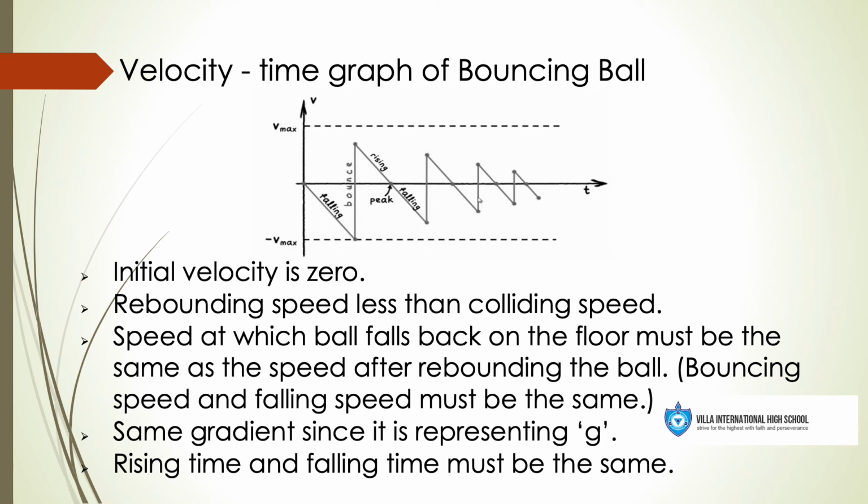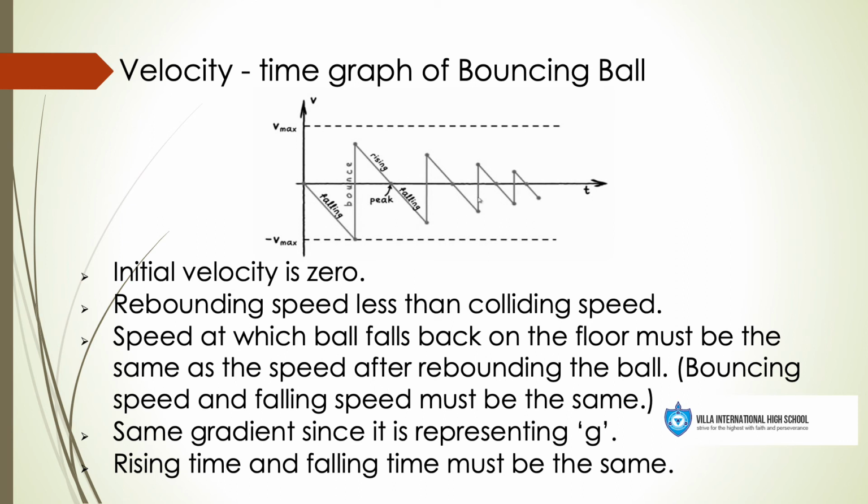Then it bounces back. Bouncing back means upward motion, a positive motion, so we have to draw it on the positive side. That's why it moves to the positive side. Then a very important thing you have to remember: the rebounding speed is less than the colliding speed. For example, if a ball hits the ground with 20 meters per second, it may rebound with 19 meters per second, which means there will be some velocity drop.